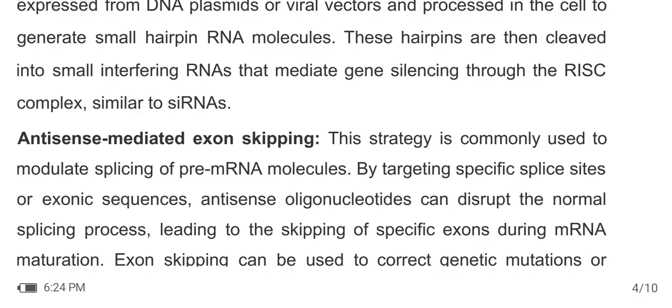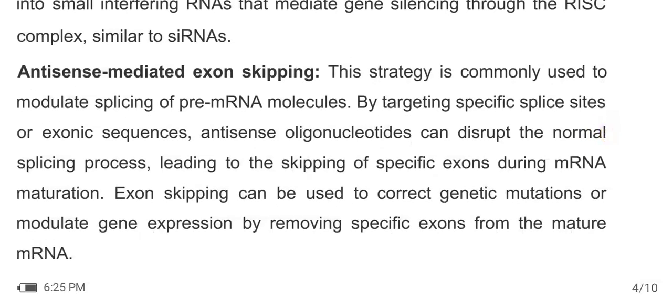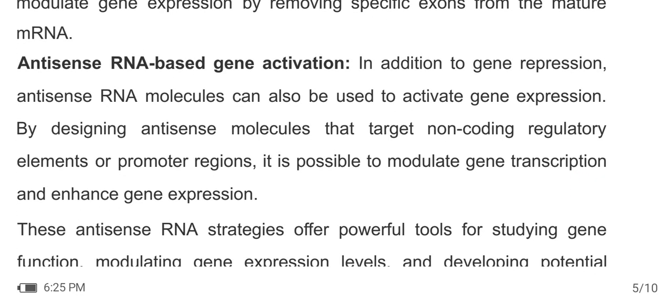siRNAs. Then antisense mediated exon skipping. This strategy is commonly used to modulate splicing of pre-mRNA molecules by targeting specific splice sites or exonic sequences. Antisense oligonucleotides can disrupt the normal splicing process, leading to the skipping of specific exons during mRNA maturation. Exon skipping can be used to correct genetic mutations or modulate gene expression by removing specific exons from the mature mRNA. Antisense RNA-based gene activation.